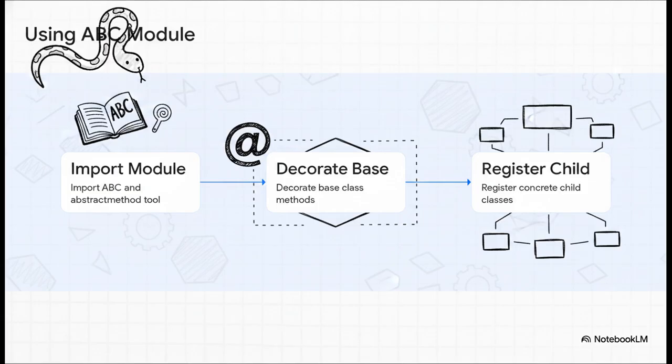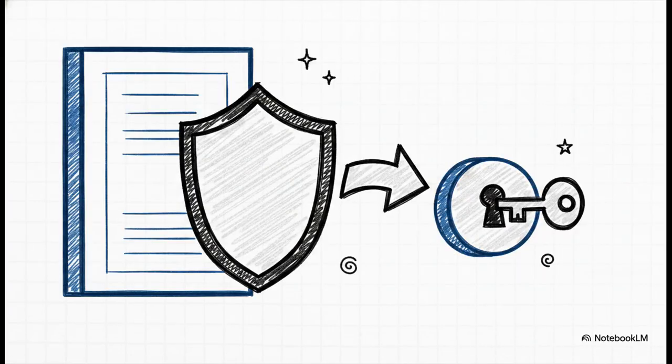And to make this work mechanically, the process is actually pretty elegant. First, you just import the ABC module and the abstract method tool. Second, you decorate your base class methods. And third, you register concrete child classes as implementations of that abstract base. Let's actually look at how this operates in the code.